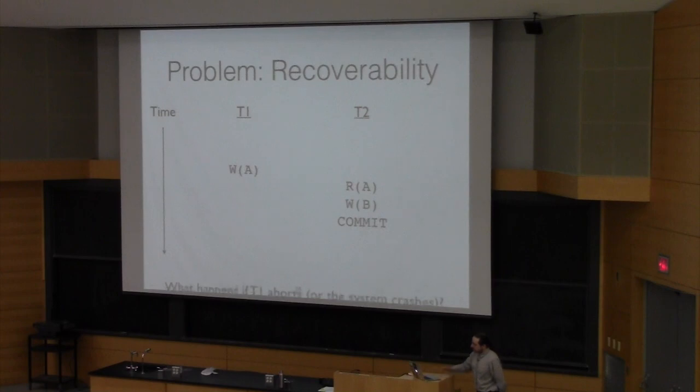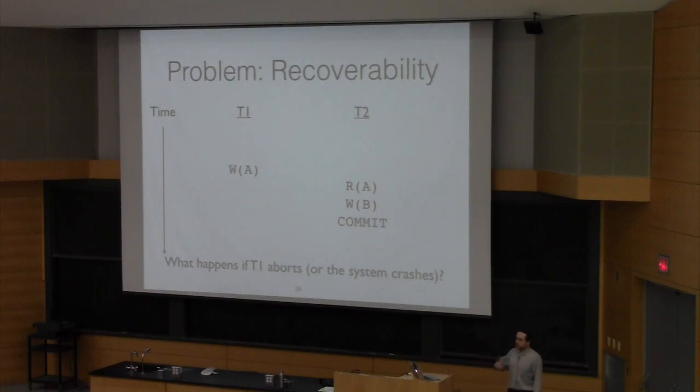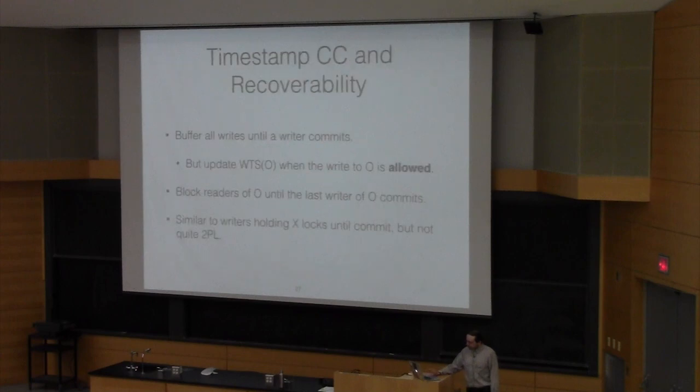And that's a problem, because if transaction 1 happens to abort at any point, which it's well within its rights to do, or if the system crashes, which is effectively an abort for transaction 1, then transaction 2 has to abort as well, because it has read a value that is straight up incorrect. So the solution here is to wait with actually performing the writes until the writer commits. Kind of similar to working with a private copy that we talked about earlier.